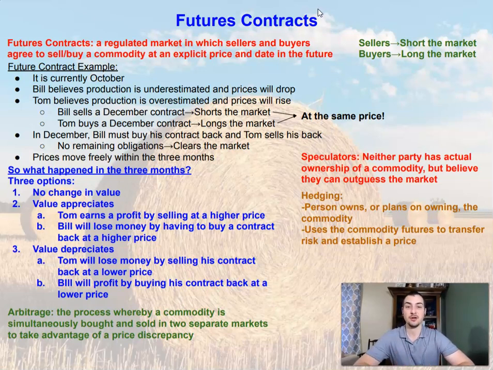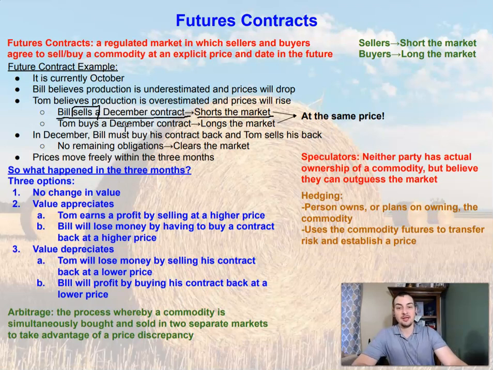Tom thinks prices are going to go up. So if Bill thinks that prices are going to drop, then he is actually going to short the market. So he's looking ahead and he says, you know what, I'm going to engage in a December contract. He's going to sell a December contract, agreeing to sell this commodity in December. So he's going to short the market. Remember, if you think that prices are going to drop, you're going to short the market, sell now, buy back later at a lower price.